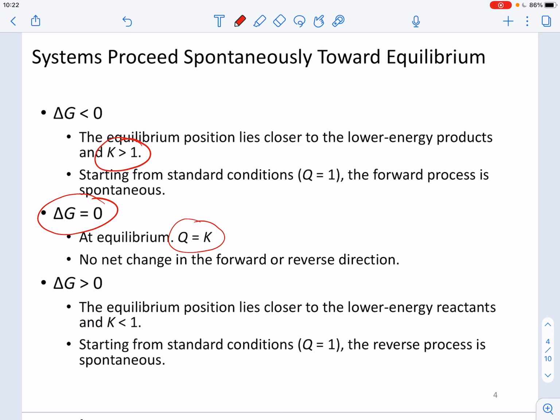Delta G positive is non-spontaneous forward. Okay, here was spontaneous forward.